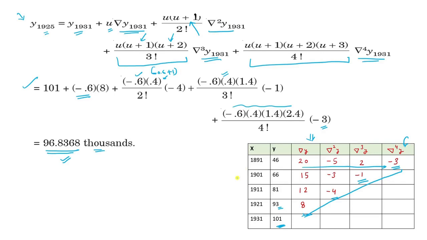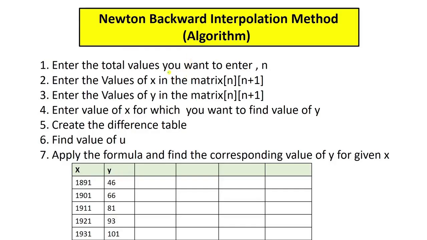So now let's move to the algorithm. This is the algorithm. The algorithm says first we have to ask the user how many values of x, or the number of observations, that you want to enter. We will be given these x and y values, so how many data points are given to us? These are a total of 5 data points: first, second, third, fourth, fifth. So in this example, n will be 5.